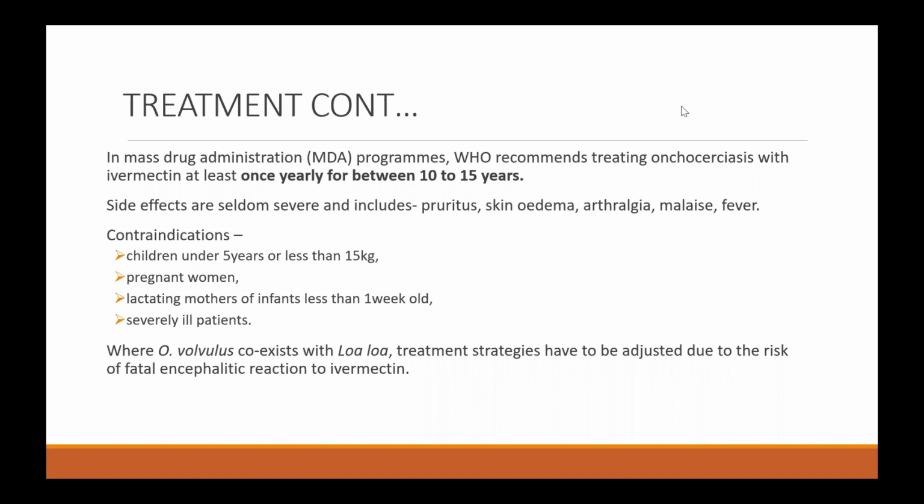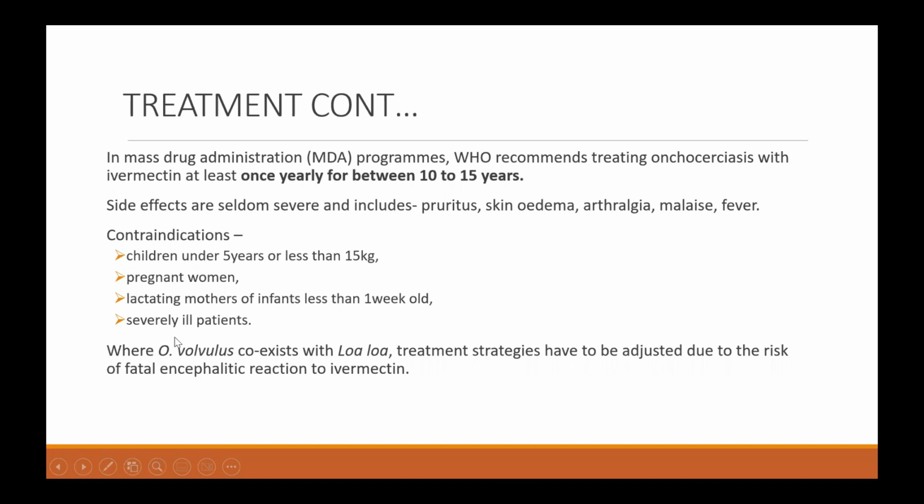Contraindications to treatment with ivermectin are: children under 5 years or less than 15 kg, pregnant women, lactating mothers or infants of less than 1 week old, and severely ill patients.